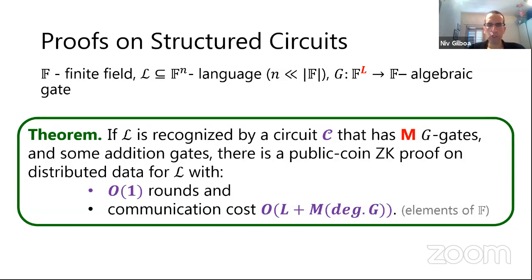So what we show is that we can do proofs on structured circuits that are very short. So what do I mean by structured circuits? We can think about some fields. It also works for rings. And L is a language in F^n. And G is some algebraic gate. It's going to be a large gate with a low degree. In our case, the degree will be 2. And its size is L. That's fairly large. In our case, it's going to be square root of n. And the degree is low.